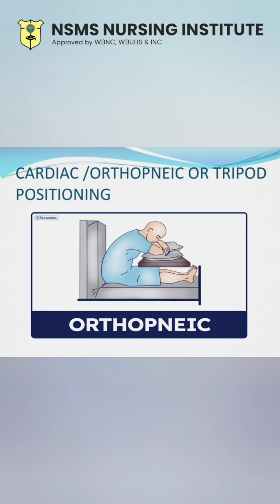Cardiac position is also known as tripod position. It is a sitting upright position with the head of bed elevated to 90 degree angle. Patient may lean slightly forward with arms raised and elbows flexed. This position helps in easy breathing.